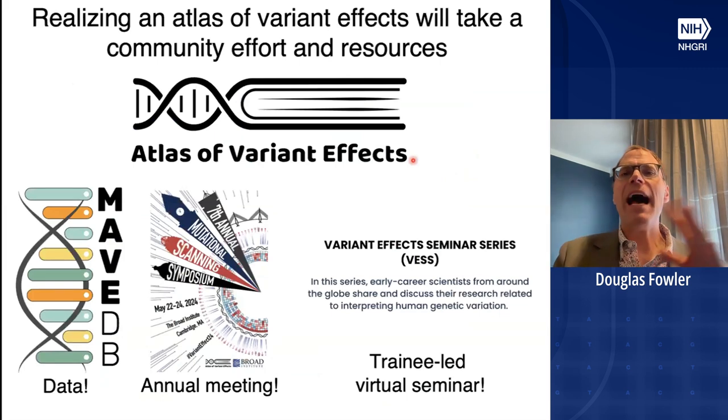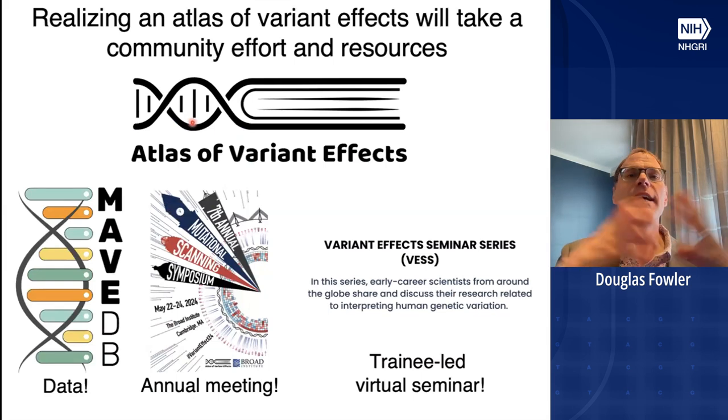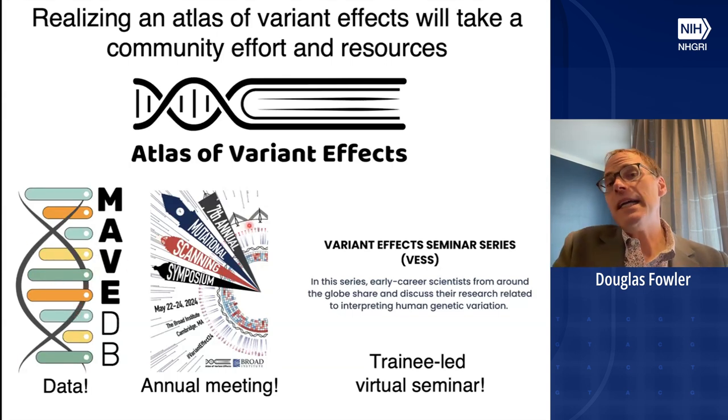Lastly, if any of that piqued your interest, we have a couple of NHGRI efforts at the University of Washington that are focused on the idea. We also run an organization called the Atlas of Variant Effects, which is an international organization focused on creating such an atlas of variant effects. You can access data at MaveDB. The data will soon appear, we hope, in ClinVar and a few other places, but you can get the data right now at MaveDB.